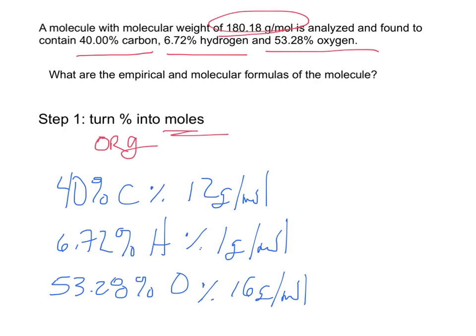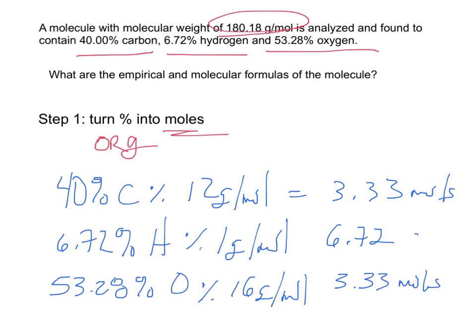So I have 40% divided by 12, and that gives me 3.33 moles. All right, now over here I have 6.72 divided by 1, of course, would be 6.72 moles. And down here I've got 53.28 divided by 16, which is going to give me 3.33 moles here. So step one, I have just done what we're supposed to do: take what they give us, either in grams or percentage, and turn it into moles.